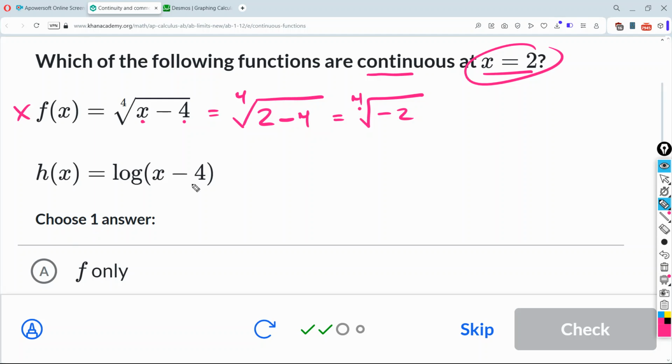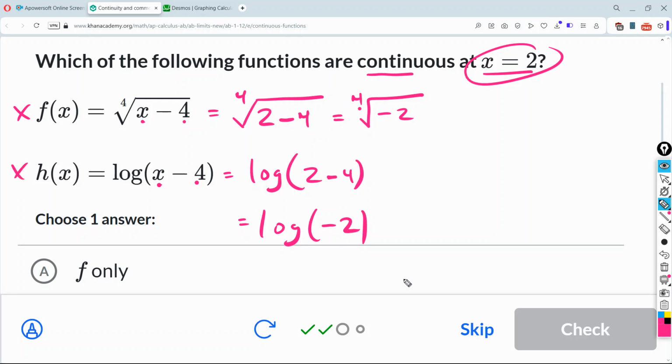That's no good. And plugging in 2 right here, we're going to get the log of 2 minus 4. And of course, that is the log of a negative number. 2 minus 4 is negative 2. You cannot take the log of a negative number. The thing you're taking the log of has to be greater than 0. So neither of these work.